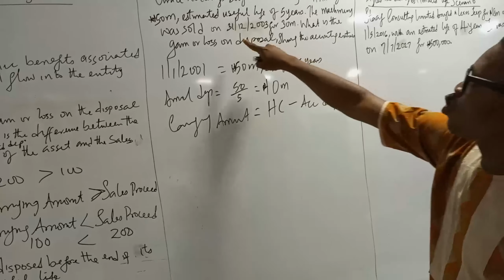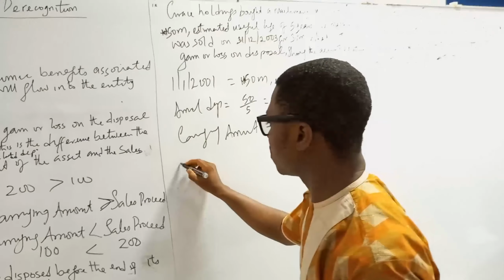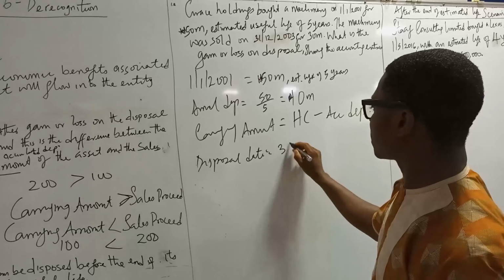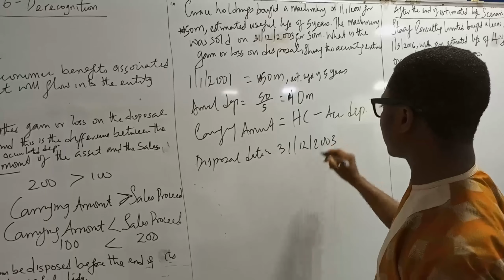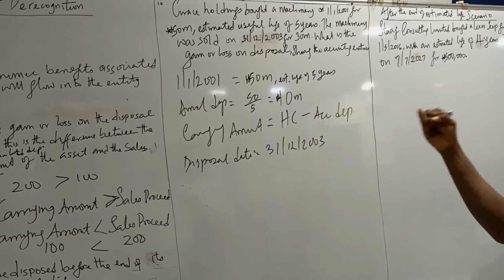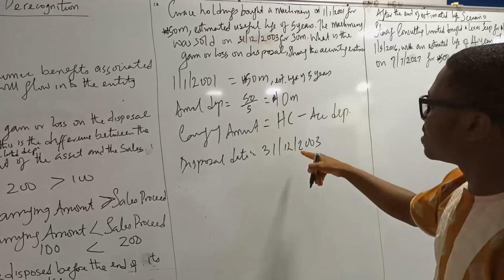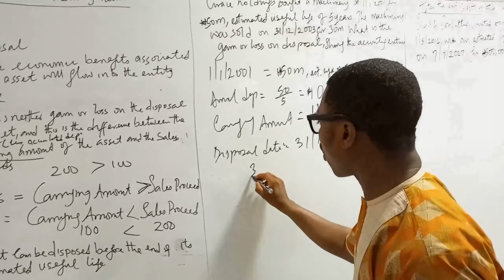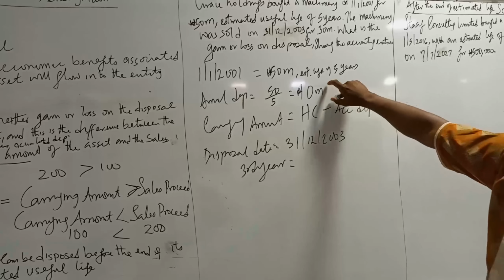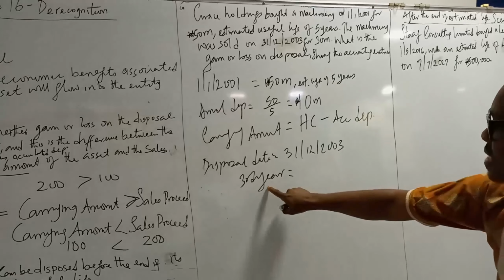The asset was sold on the 31st of December 2003. Disposal date, 31st of December 2003. The machinery was bought on the 1st of January 2001, 2001, 2002, 2003. This would mean that this asset was sold in the third year. Our annual depreciation is 10 million naira, and this asset was sold in the third year.